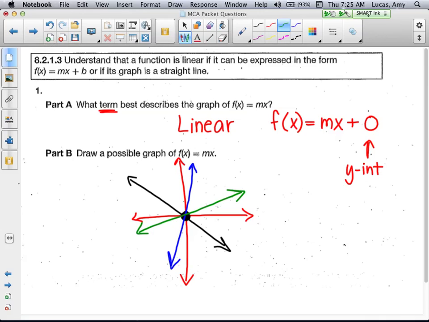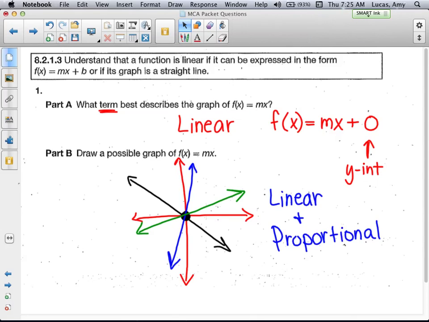Not only are they linear, but another vocab word that we worked on said that they are proportional. So linear is when your graph is a line. Linear and proportional is when it's a line that goes through the origin. So those lines that I drew, and the x and y axis actually, they're all lines that go through 0, 0. They're linear and proportional.